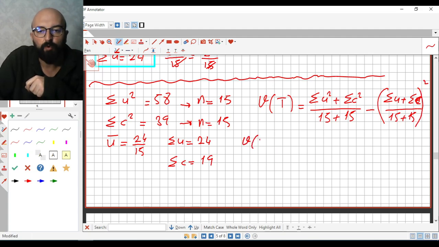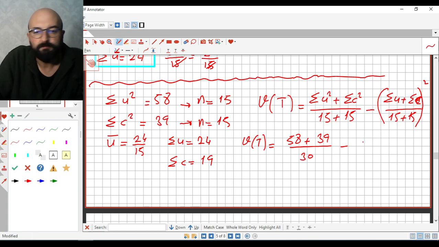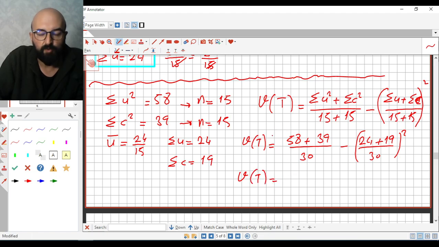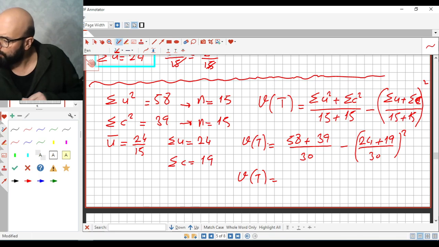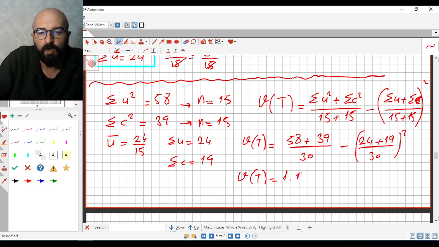and the variance of T means the sum of u square 58, the sum of c square 39 over 30, minus the sum of u 24, the sum of c 19 over 30 squared. Okay, so the variance of u and c altogether is 1.179.